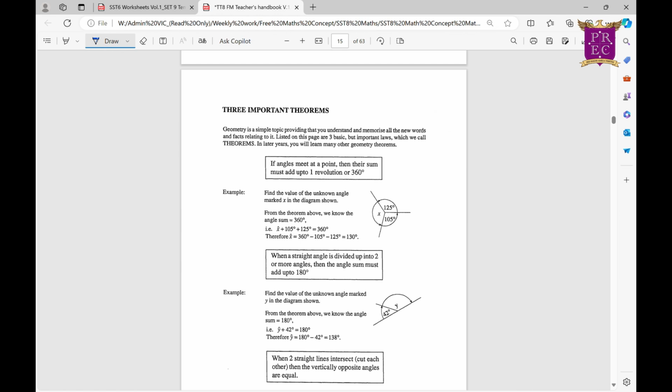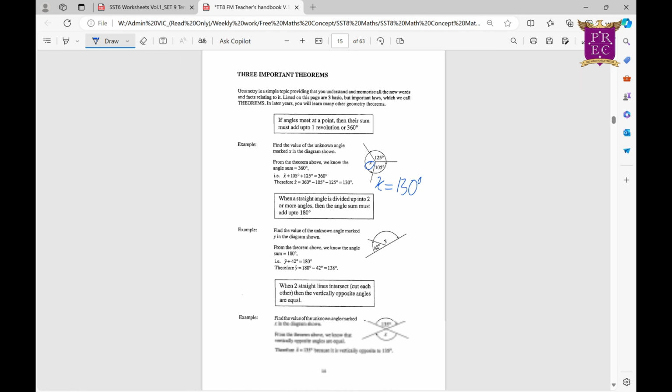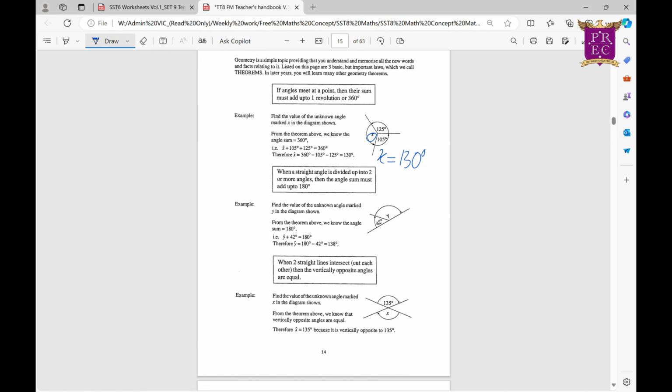Let's have a look at these theorems. With revolutions, all angles must add up to 360. Okay, so we've got 125 here and 105, so if we add that up, we get 230, and then 360 minus 230 gives us 130, so the missing angle over here is 130 degrees. Okay, if we do this one here, we've got a straight angle, so we'll look at supplementary angles. The straight angle adds up to 180. 180 minus 42 gives us 138, so the missing angle is 138 degrees. Okay, as easy as that.